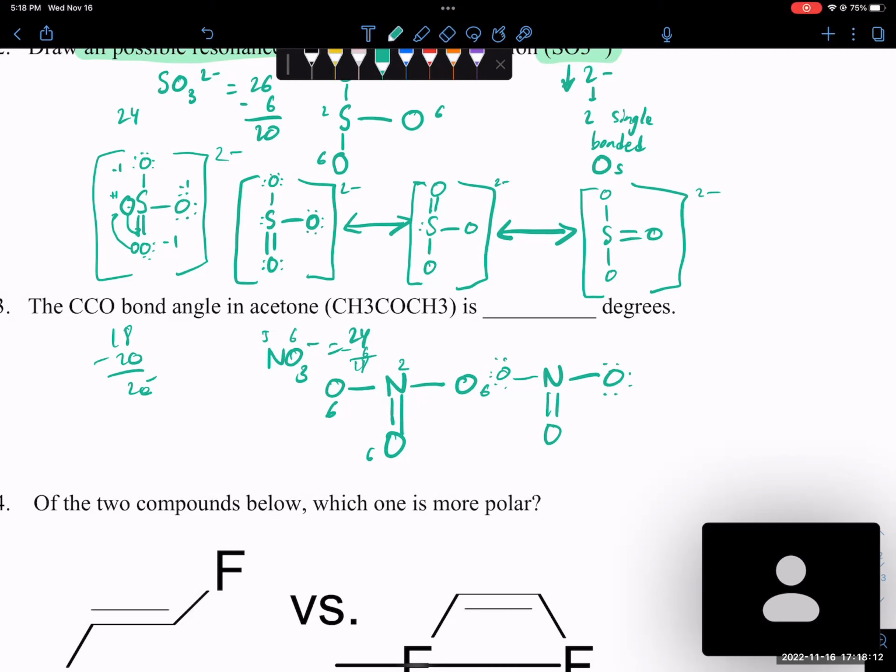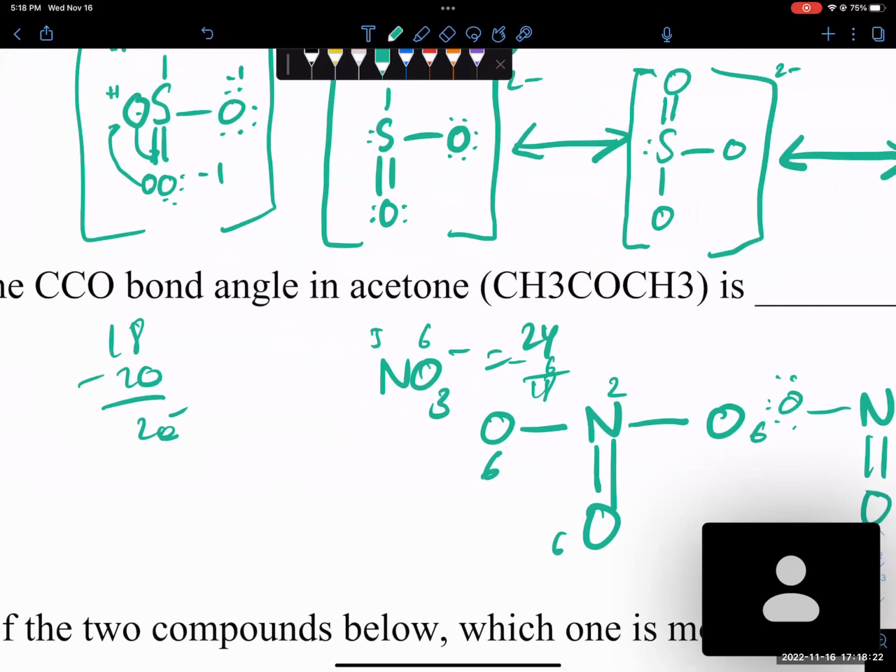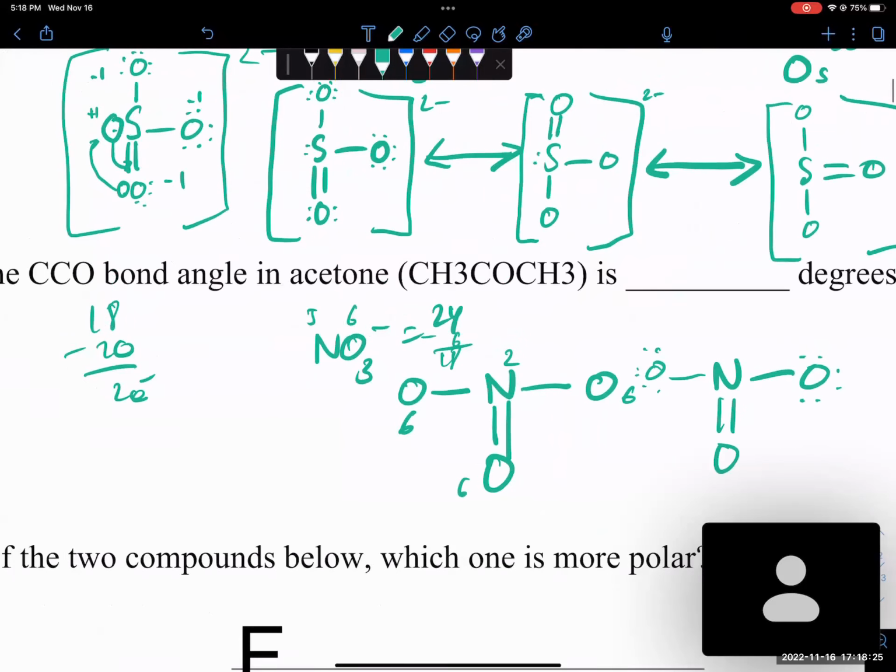But could you explain why you do that? How did I know I needed a double bond? Because you have 18 electrons left to satisfy this thing. There are 20 electrons total that you need to satisfy this NO3 minus, because there's 6 on each of the oxygens and then 2 for the nitrogen. So that's 20 total electrons we need, but we only have 18.